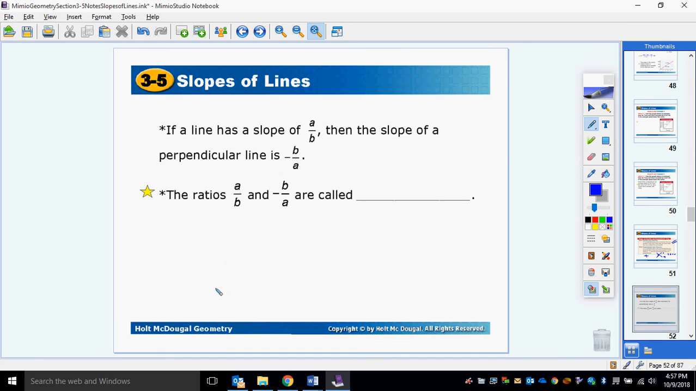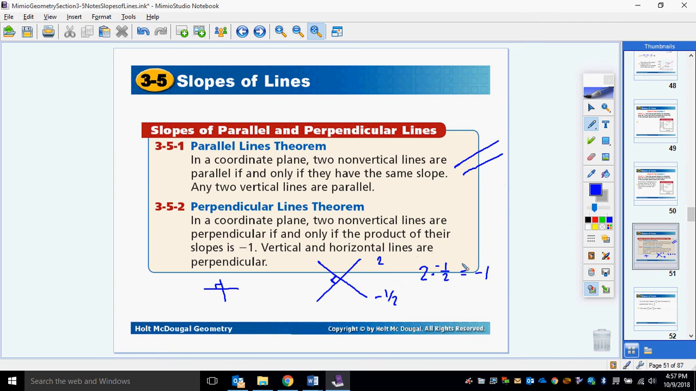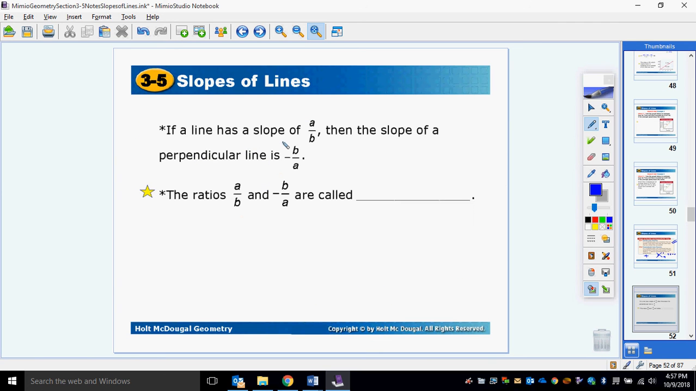So let's think more about this perpendicular line when the product is -1. If a line has a slope of a over b, whatever that is, maybe it's 7 over 8, then the slope of a perpendicular line would have to be flip it, so 8 over 7, and then take the opposite sign, so this one would be negative. So these 2 lines are going to be perpendicular. These ratios are called opposite reciprocals.